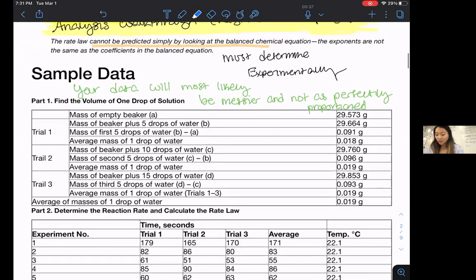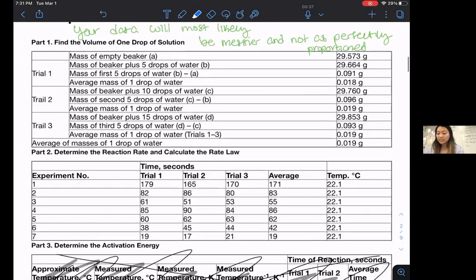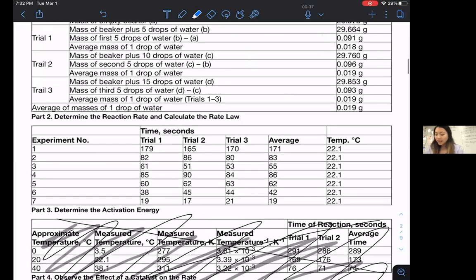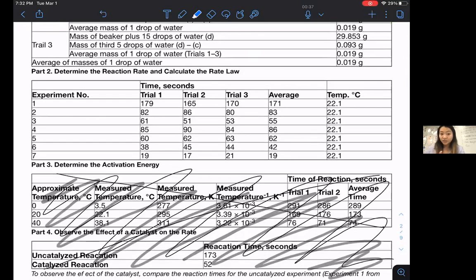So here's what a sample batch of data might have looked like. Notice you have trial 1, trial 2, and trial 3 for volume, where you found the average mass of a drop of water to see if you get it consistent. And then you average all of those. Then you have time for each experimental group. And for us, you have relative temperature.